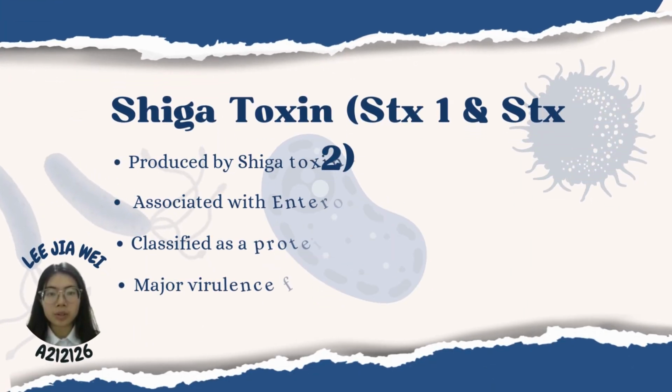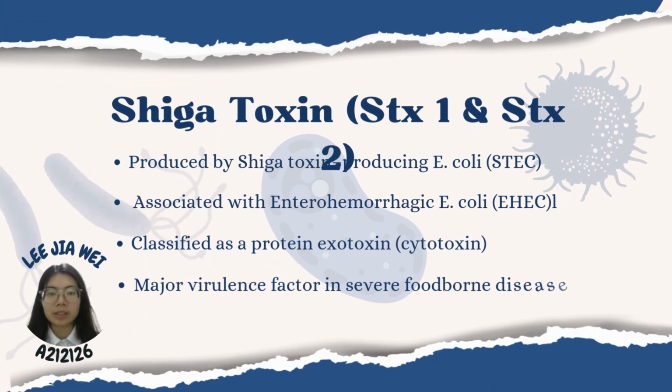Among the toxins produced by E. coli, Shiga toxin is the most important in terms of foodborne disease severity. It is produced by Shiga toxin-producing E. coli, especially enterohemorrhagic E. coli. Shiga toxin is a protein exotoxin, which is a cytotoxin, and it is considered a major virulence factor responsible for severe clinical outcomes.